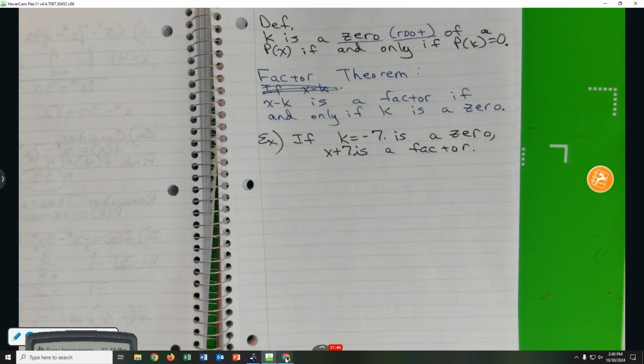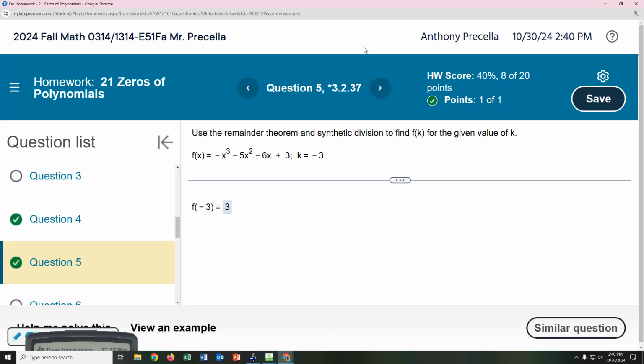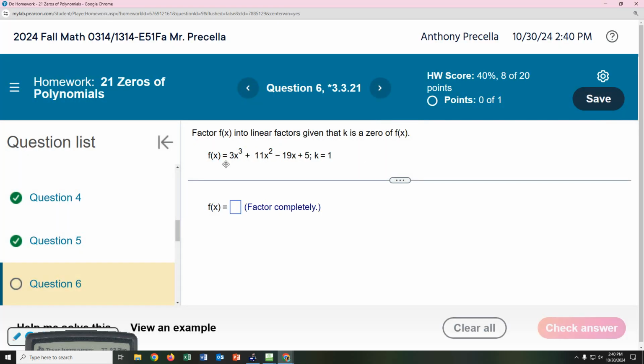Let's look at number 6. Suppose you had the cubic, the function 3x cubed plus 11x squared minus 19x plus 5. That's what we want to factor. Hopefully you'll agree we haven't factored anything like this this semester. Everything we factored has had x squares, not x cubes. How do you factor higher order polynomials? That's where zeros and synthetic division come into play.